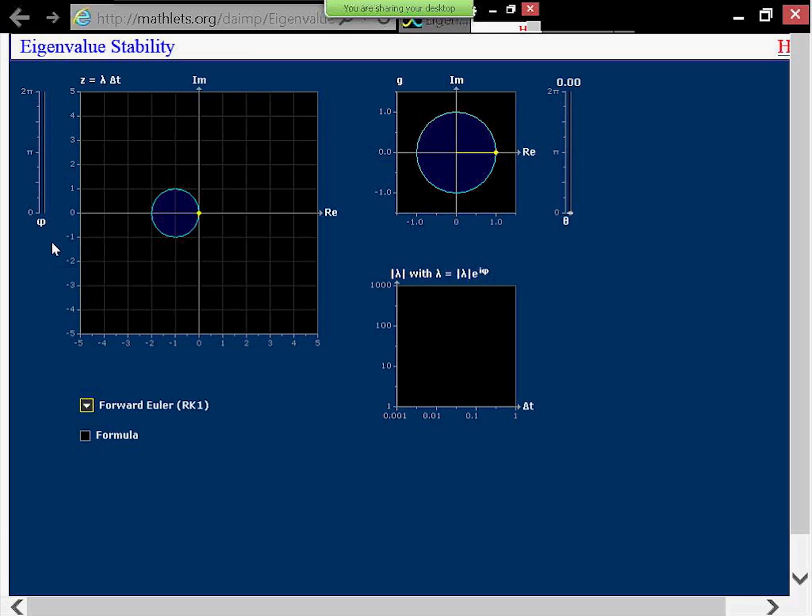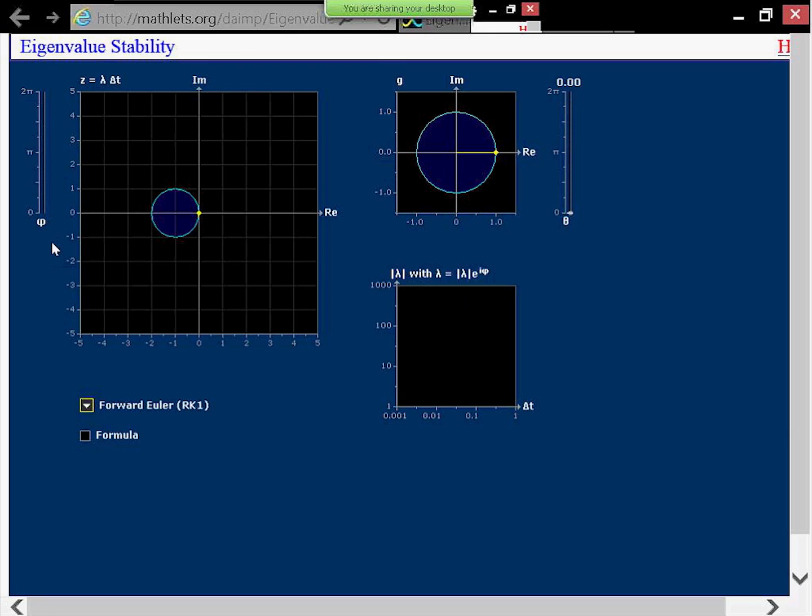The blue region here shows you for what combination of lambda and delta t, actually for what lambda times delta t, a particular scheme is eigenvalue stable. So here is forward Euler. For forward Euler, the scheme is stable only if lambda times delta t lies within this very small circle. Okay, what does this mean?